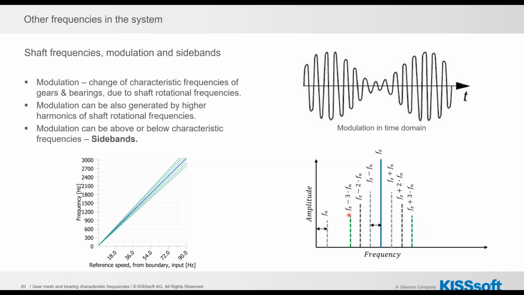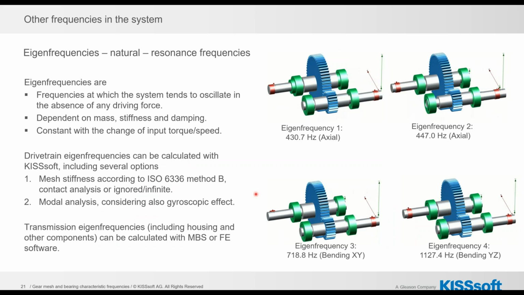And usually when it's measured, often the base characteristic frequency could have the highest amplitude and the others may have lower, but this also depends on some damages or some other parameters inside the gears or bearings. Now we need to look also at very important frequencies, which are eigenfrequencies or natural frequencies.